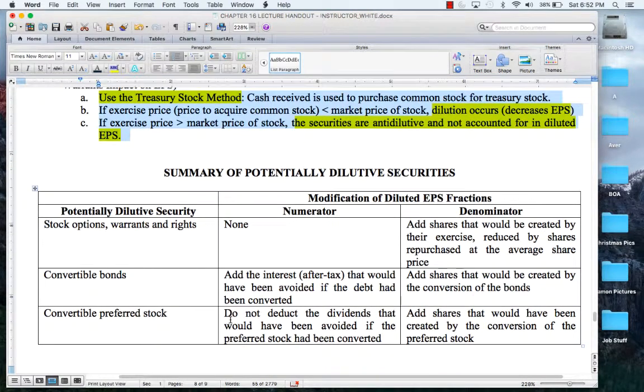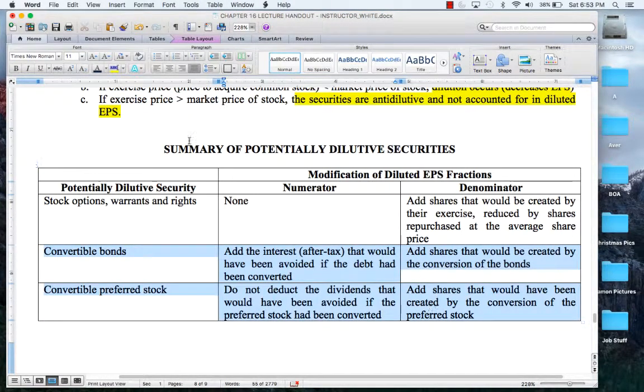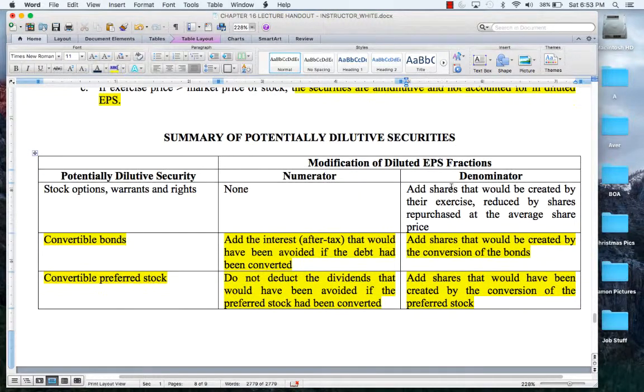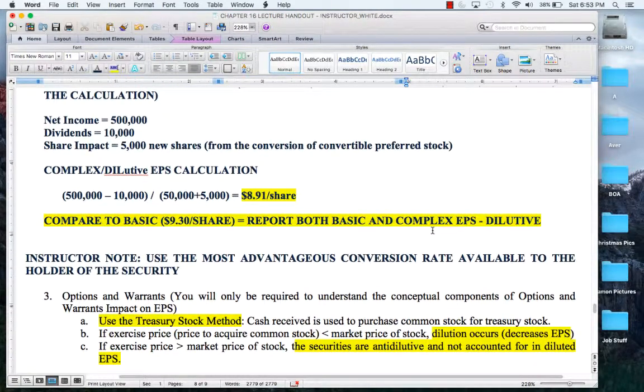The last part of this lecture is this table, and this table just provides you a recap of how each of these impacts the numerator and the denominator of the diluted EPS calculation. So this is very important to understand, especially these two. This will make sure you understand in each circumstance when the numerator goes up or down or the denominator changes and how they change. So if you refer to this table as you're completing the examples, then I think it makes sense as you go through the calculation what impacts the numerator, what impacts the denominator, and how it is impacted.